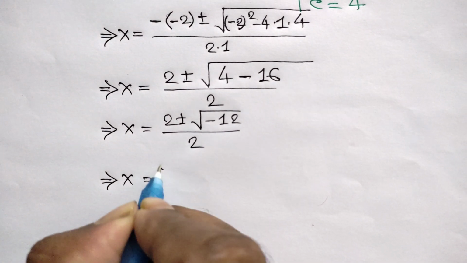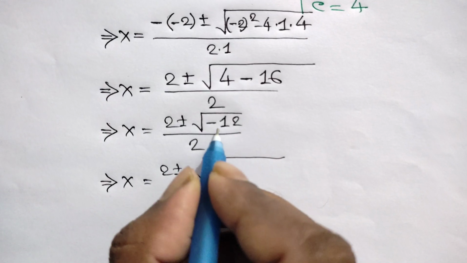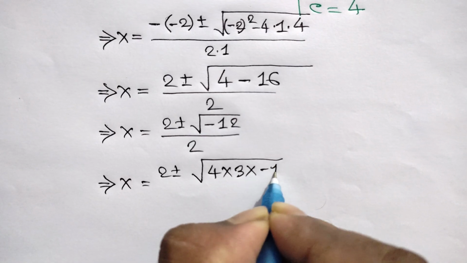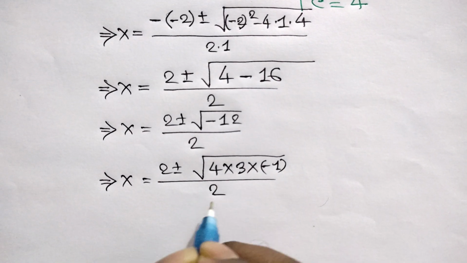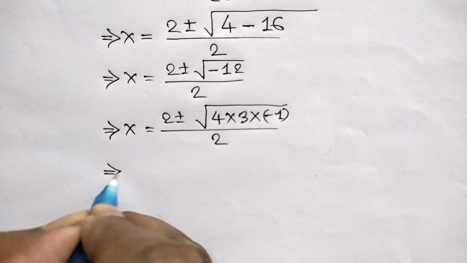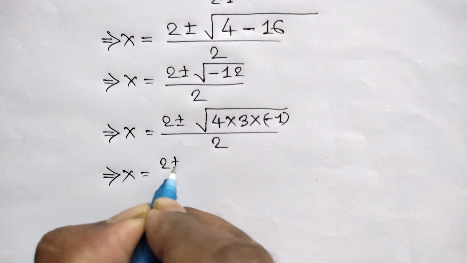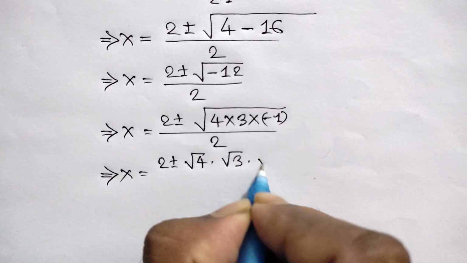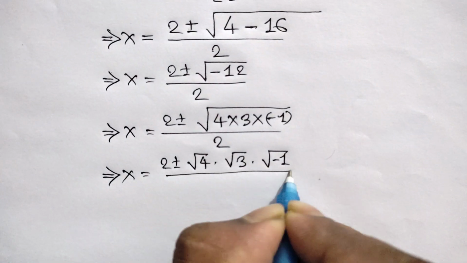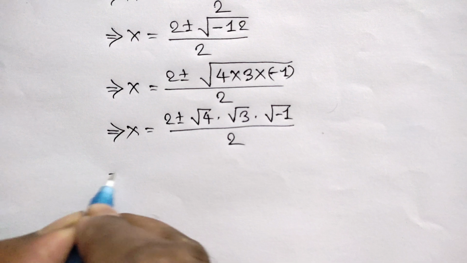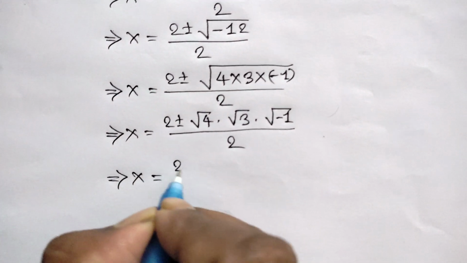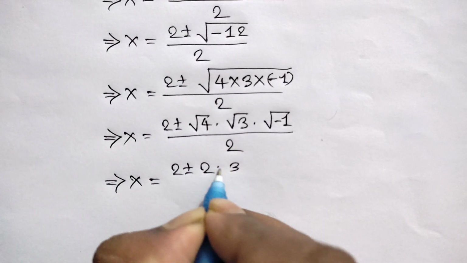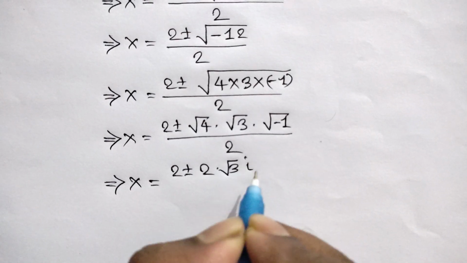Or x is equal to 2 plus or minus square root of, now this negative 12 can be written as 4 times 3 times negative 1, over 2. Or x is equal to 2 plus or minus, now we can write here square root of 4 times square root of 3 times square root of negative 1, all over 2. Or x is equal to 2 plus or minus, we know that square root of 4 is 2 times square root of 3 and square root of negative 1 is i.